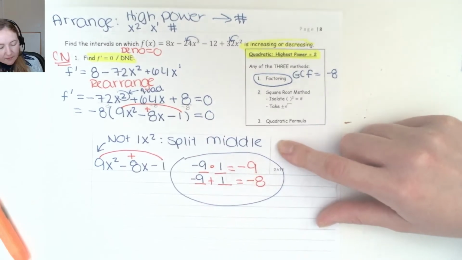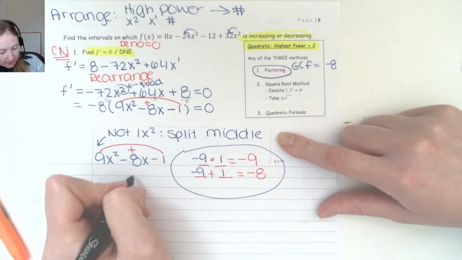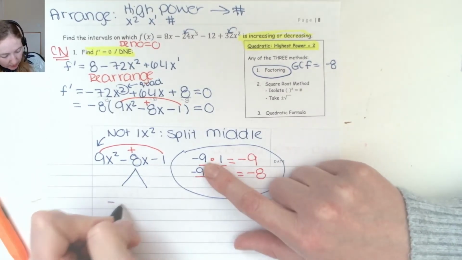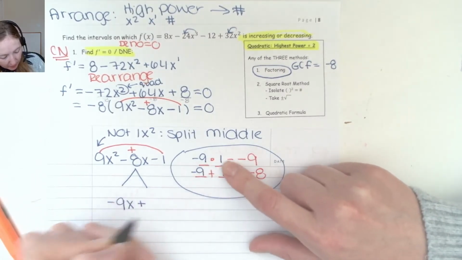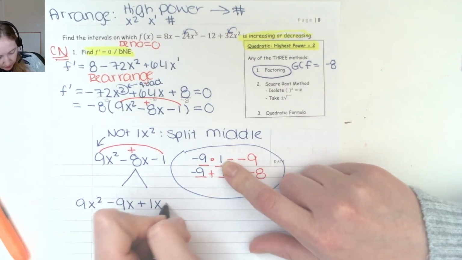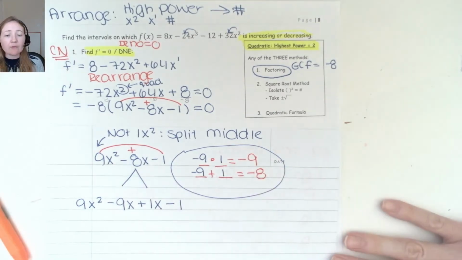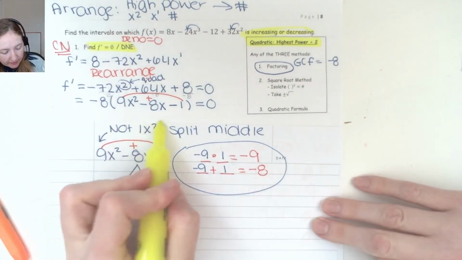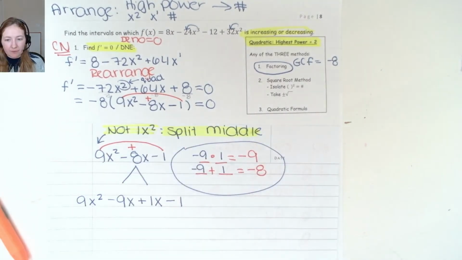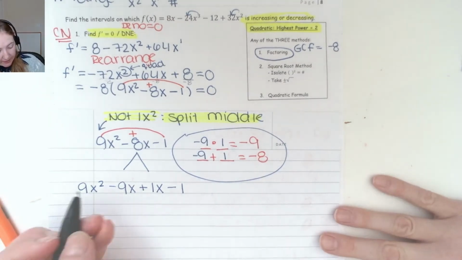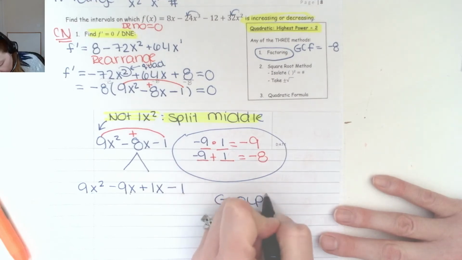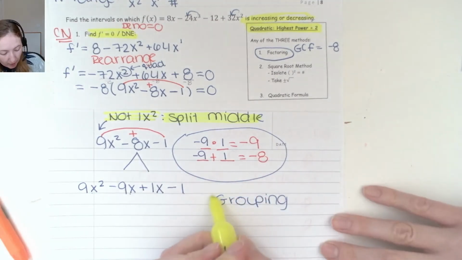Now, once I have that combination, I split this middle term, -8x, into -9x plus 1x. These first and last terms come straight down. The reason I had to do that was because it was not a 1x squared. I needed to split the middle. Now, once I split the middle, I have 4 terms, and that is where I am going to go through a grouping process.